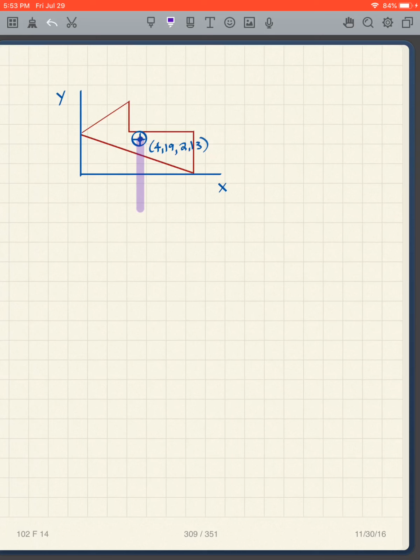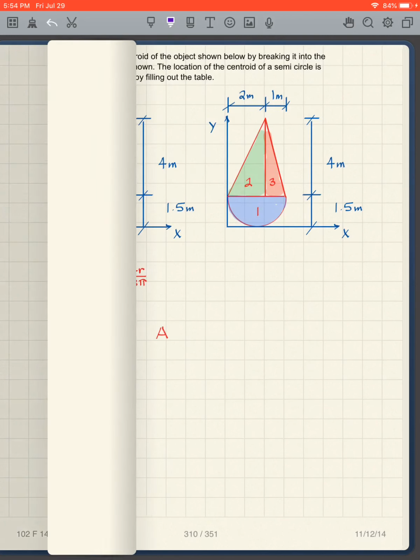So this distance is 4.19, and this distance is 2.13. So I now have the centroid of this whole area there. And like I say, if you cut that out, that would be the balance point on a piece of cardboard.